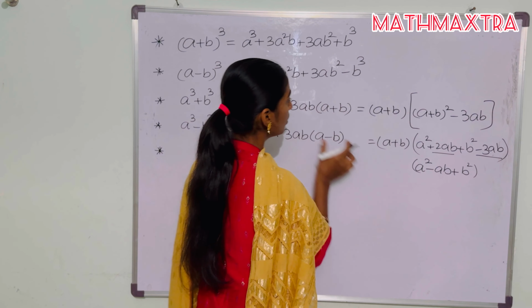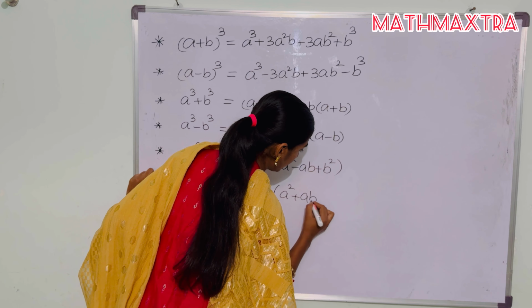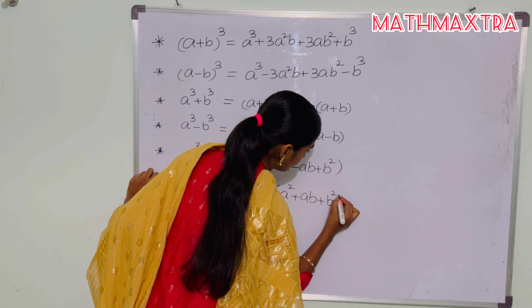And how can you write a cube minus b cube? From this equation, if you simplify like that, you will get (a minus b) into (a square plus ab plus b square).